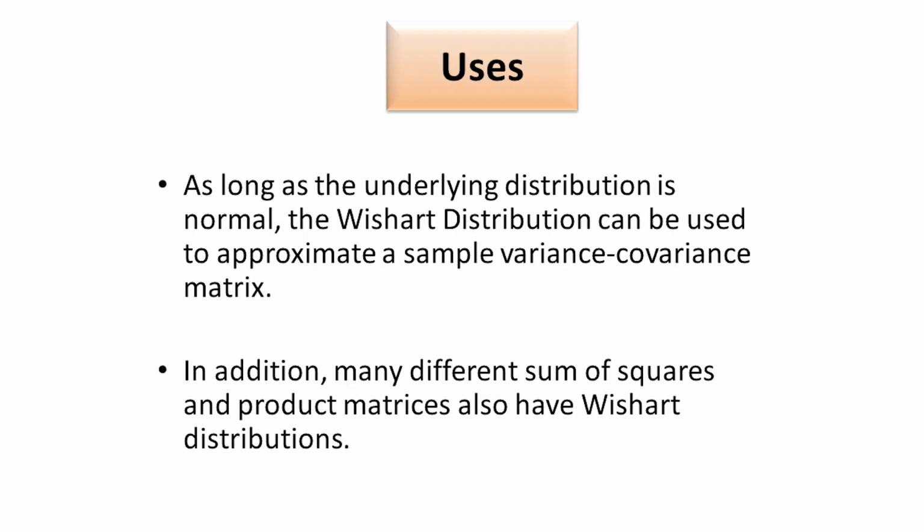Now let's come to the uses of the Wishart distribution. We find that if we have a multivariate normal distribution and we consider the sample variance covariance matrix based on a random sample taken from the distribution, then the distribution of the variance covariance matrix is related to the Wishart distribution. In addition, many different sum of squares and product matrices also have Wishart distributions.